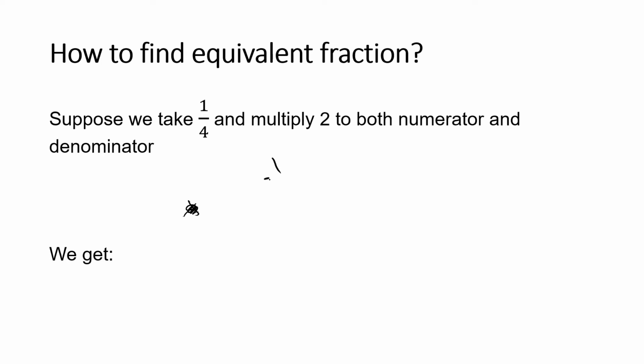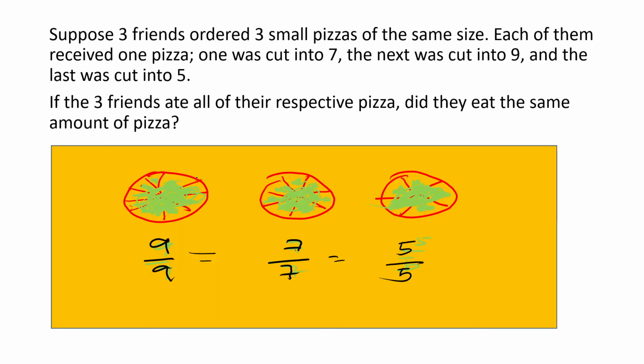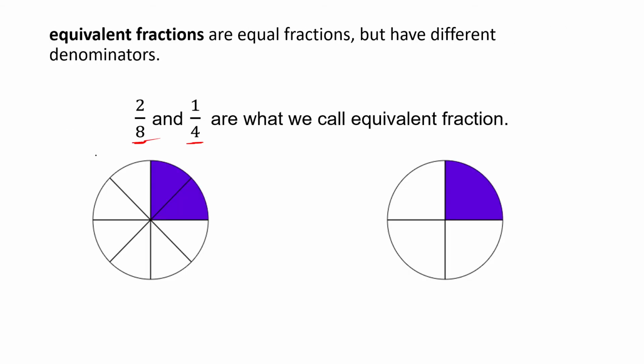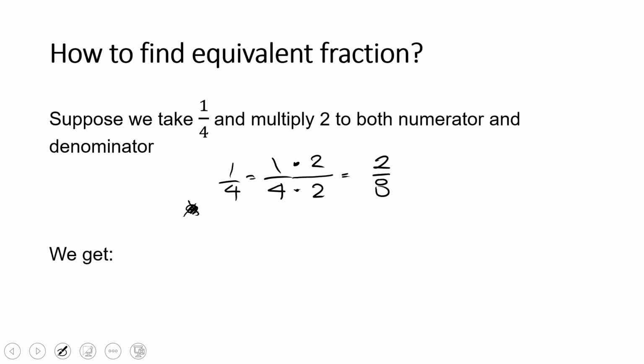Ignore that part. And we're going to multiply 2 on both the numerator and denominator. And what we're going to get is 2 over 8. We know that 1 over 4 and 2 over 8 are equivalent. Why? Because from the previous example, these are all equivalent. So I don't need to draw.